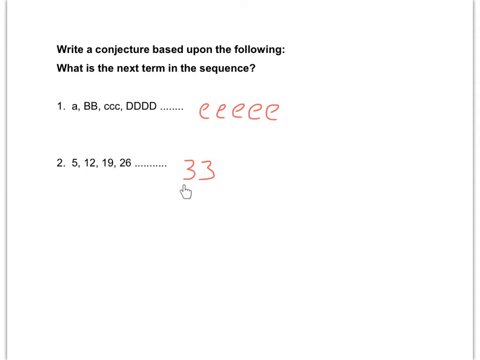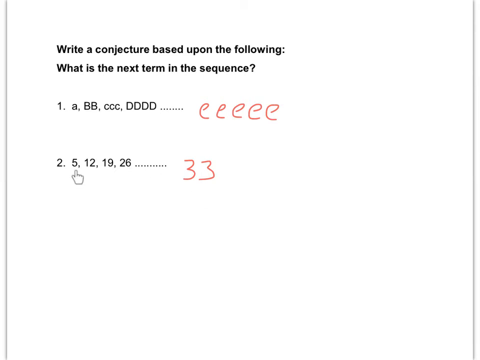Maybe you wrote 33 here because, again, inductive reasoning might say 5 plus 7 is 12, plus 7 is 19, plus 7 is 26. Inductive reasoning might make us conclude that the next one is going to be 26 plus 7, which is 33.